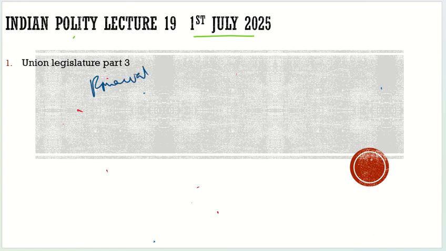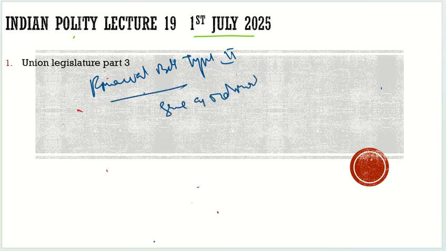Financial bill type 2. What is this financial bill type 2? It is same as ordinary bill. For this, the President gives approval just before voting.